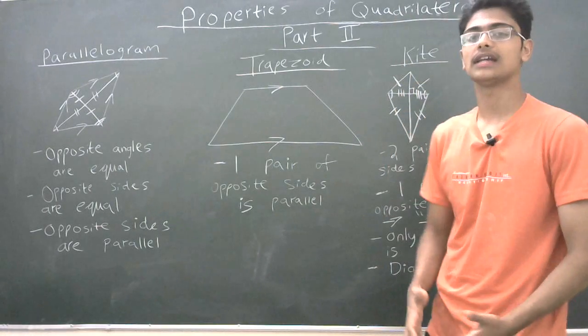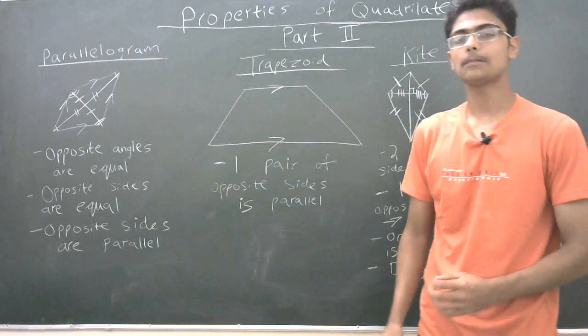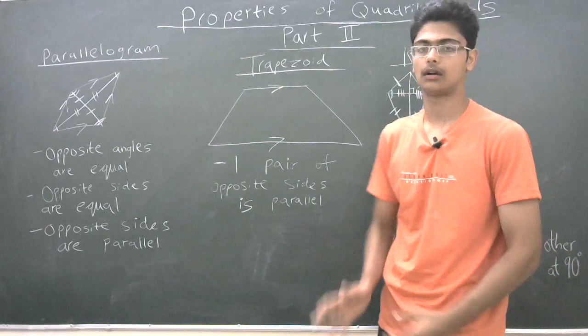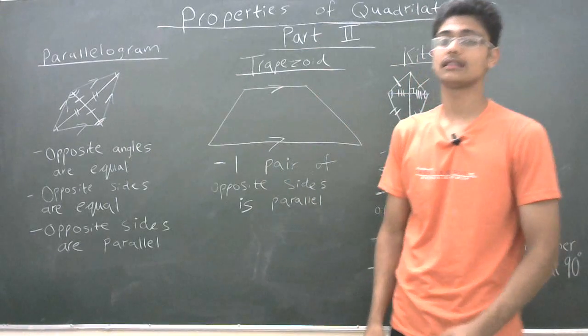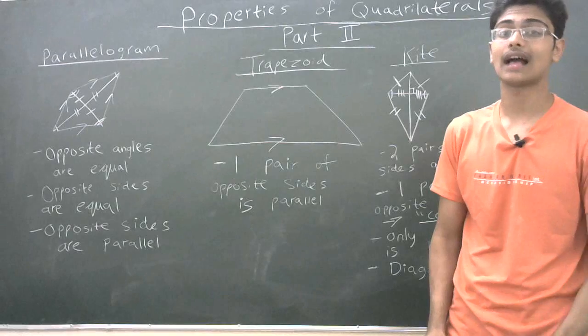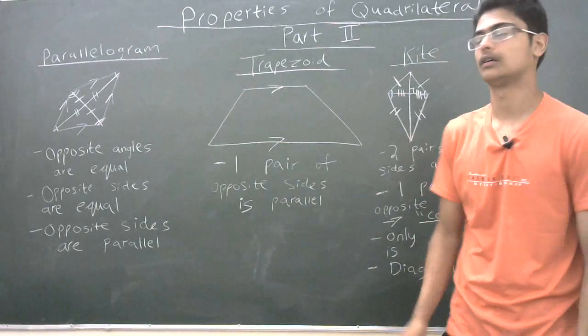But the main property that I really want to tell you is that with a trapezoid, one pair of opposite sides is parallel. And really, you can see here that there's exactly one set of opposite sides that is parallel.